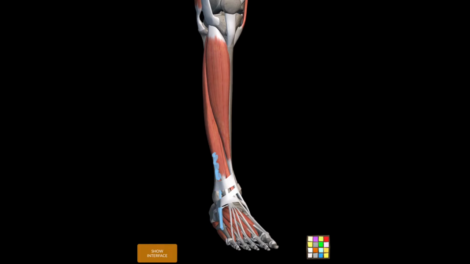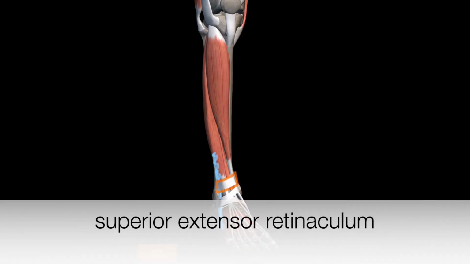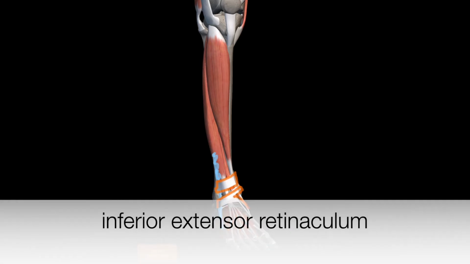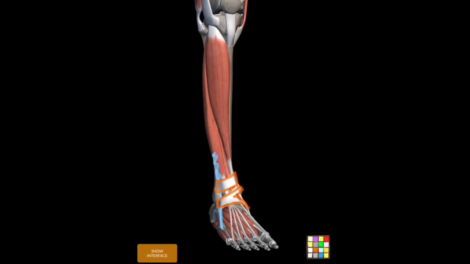the extensor retinaculum. This is the superior extensor retinaculum, and this Y-shaped affair is the inferior extensor retinaculum, and all the tendons from the anterior compartment travel underneath these retinacula to arrive at their destinations in the foot. So those are the 4 muscles of the anterior compartment. We'll turn to the 2 muscles of the lateral compartment now.